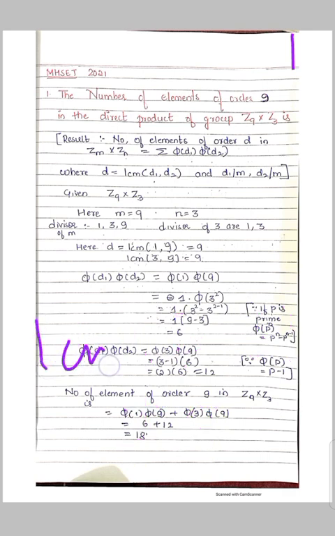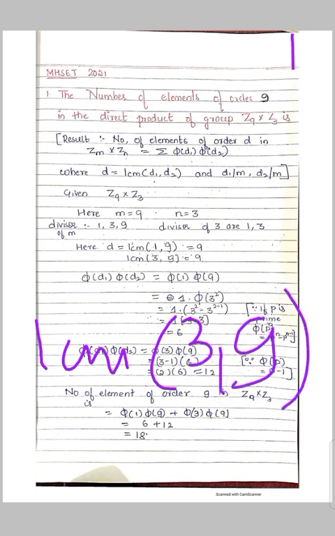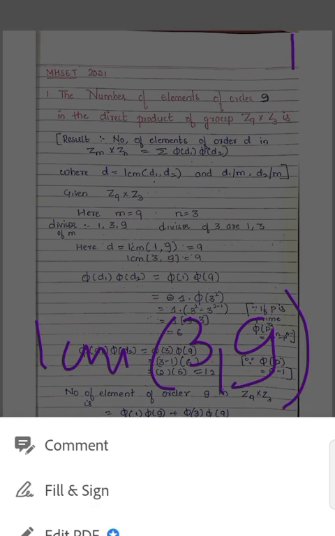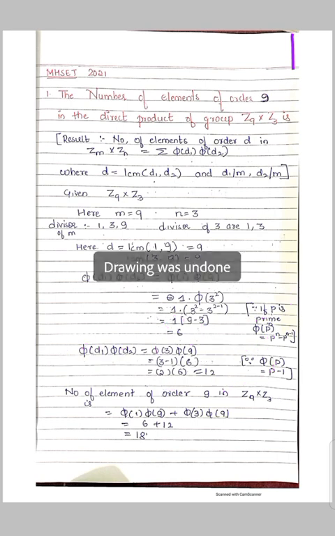Next is the LCM of 3 comma 9. The LCM of 3 comma 9 is 9. So we can take this. So here we got two possible combinations. One is the LCM of 1 comma 9 equal to 9. Another one is the LCM of 3 comma 9 equal to 9.